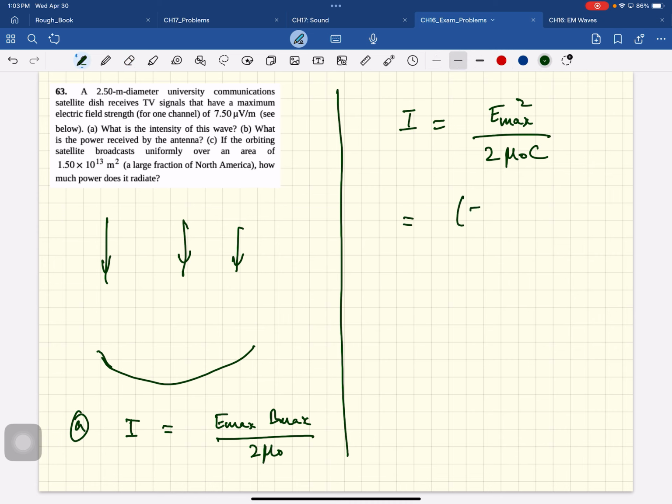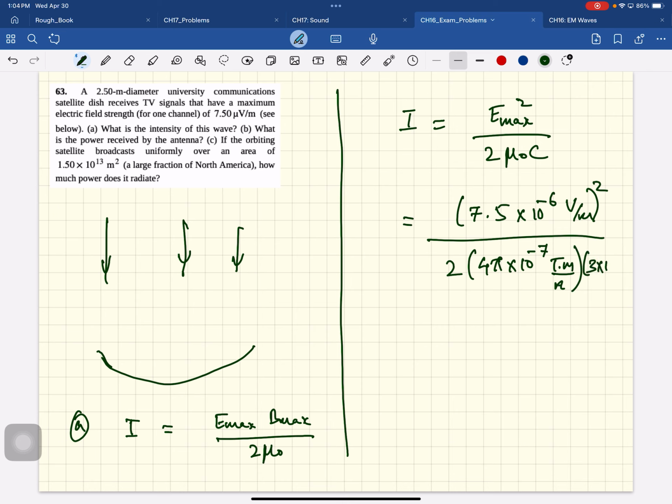Intensity is 7.5 into 10 minus 6 volts per meter square divided by 2 mu naught, which is 4 pi times 10 to the minus 7 Tesla meter per amp, and C is 3 times 10 to the 8 meters per second. What are the units for intensity? Watts per meter squared. That's 10 to the minus 12, which makes it 10 to the minus 5, and 8 is 10 to the minus 13.